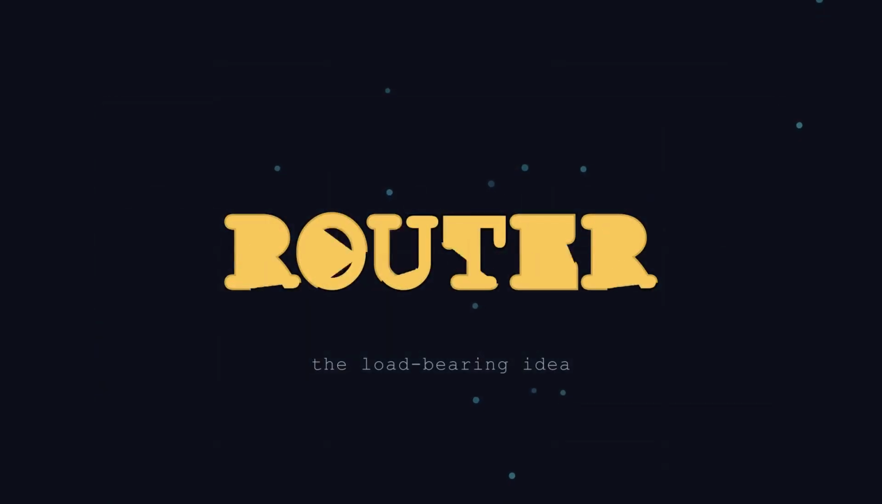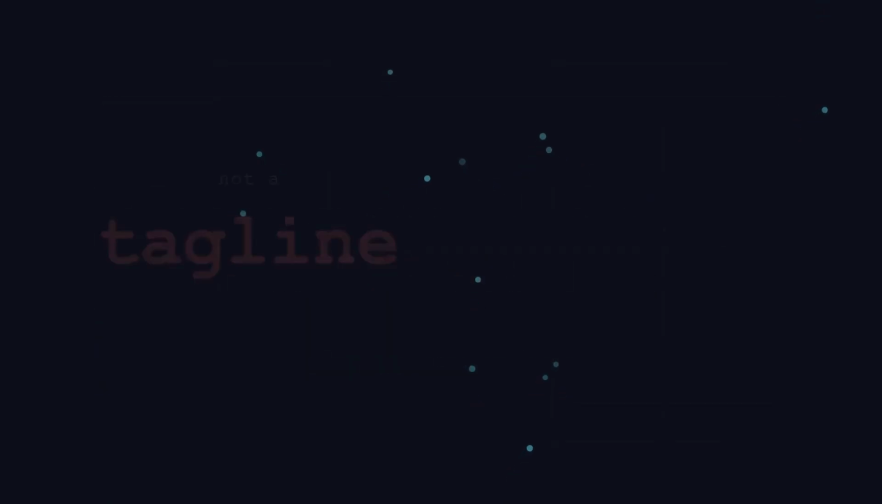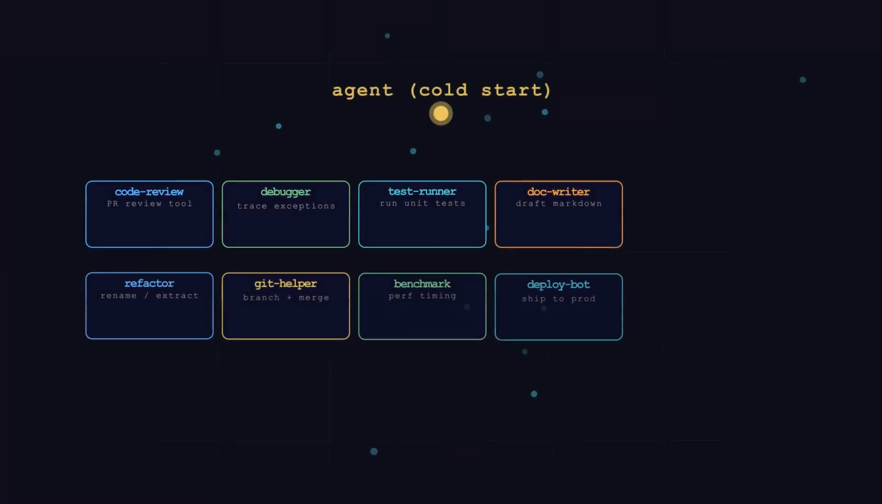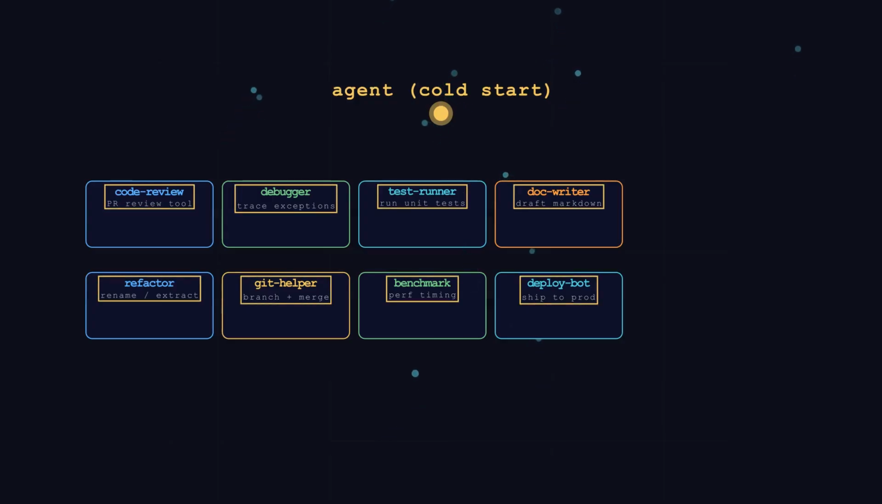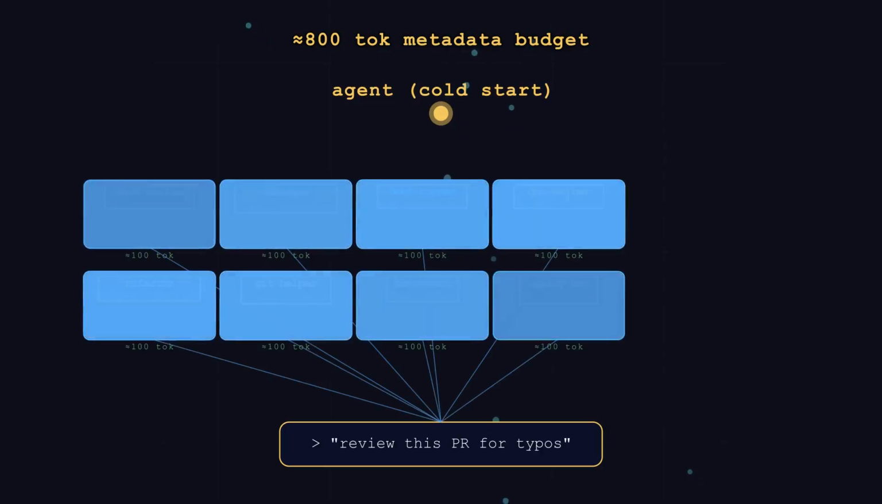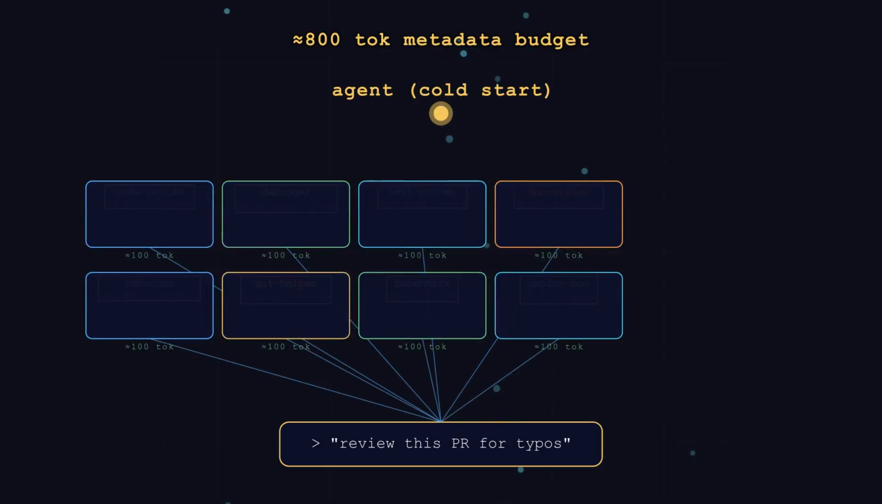Here is the load-bearing idea of the entire spec. The description is not a tagline, it's a router. When the agent starts up, it reads the name and description of every skill in your library. Just those 2 fields. That's around 100 tokens per skill, and it's the only thing the agent knows about that skill until something triggers it. So when you type a prompt, the agent scans every description and decides, does this match?